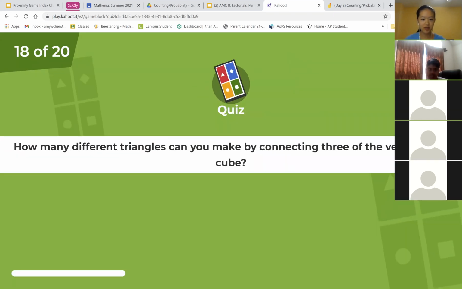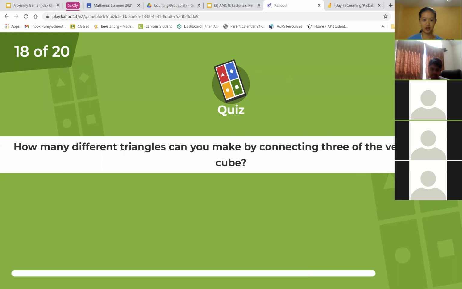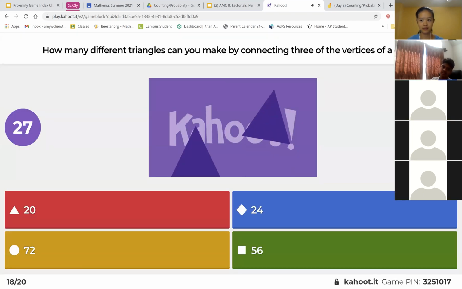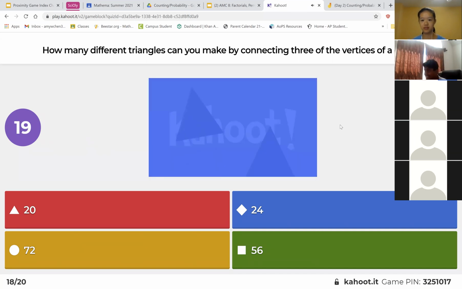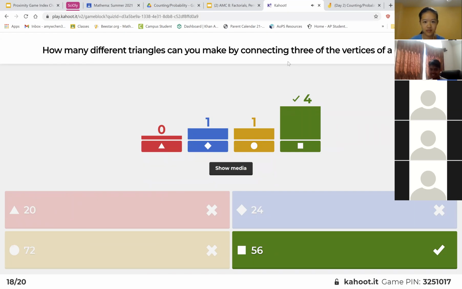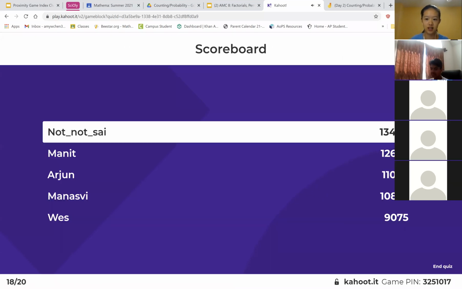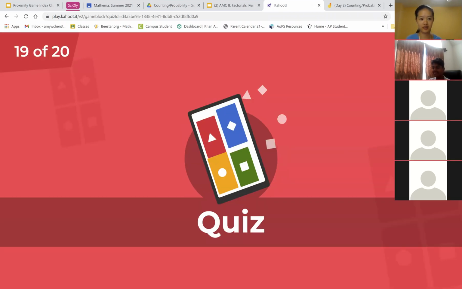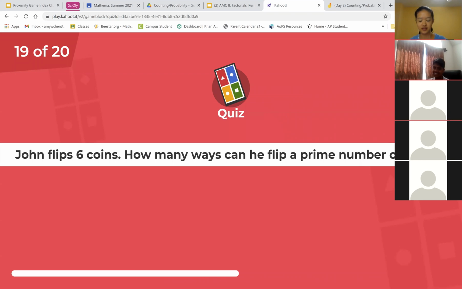Okay. How many different triangles can you make by connecting 3 of the vertices on a cube? I don't remember these. Okay, guys, to make it fair, I'm gonna get the last question wrong. I promise this time. A cube has 8 vertices, so choose 3. It's just 8 choose 3, 56. What's the gap? Just 1 question gap. So I'm getting the last question wrong, and Mona gets it right. You lose.